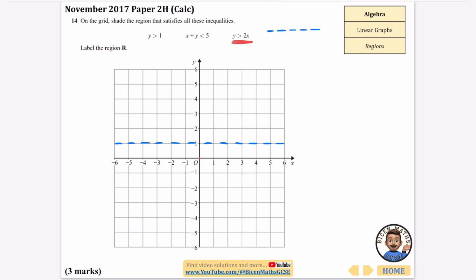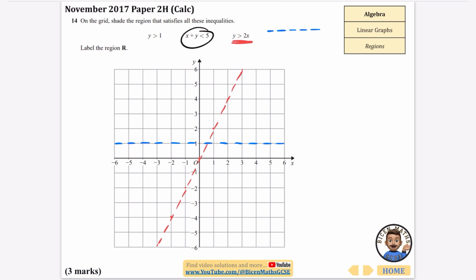That just means it's going to go through the origin and it's going to have a gradient of 2. So when you go 1 across, it's going to go 2 up. So it's going to go through these points that I've just marked on here. And now I'm just going to make that become a dotted line. Obviously, you could do this using a ruler just to make sure that it's more accurate than what I've done.